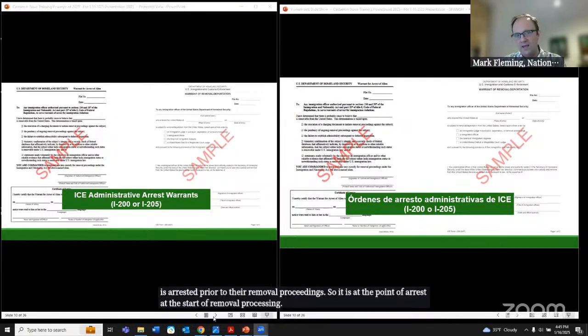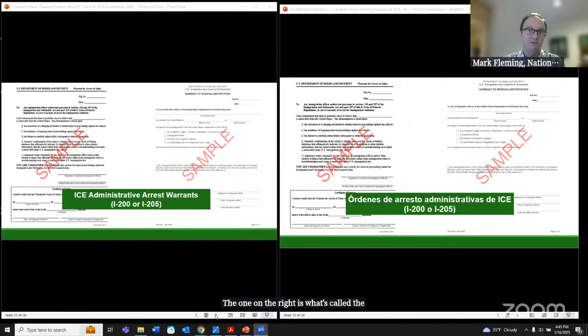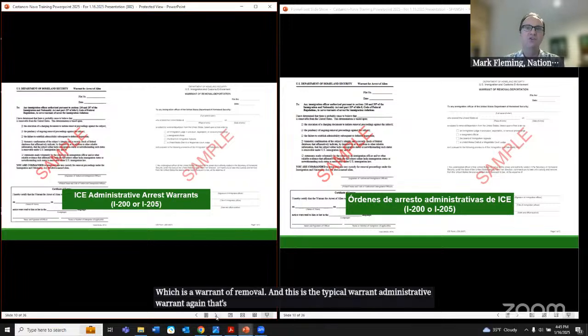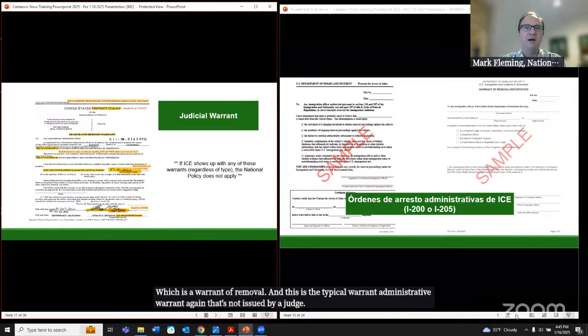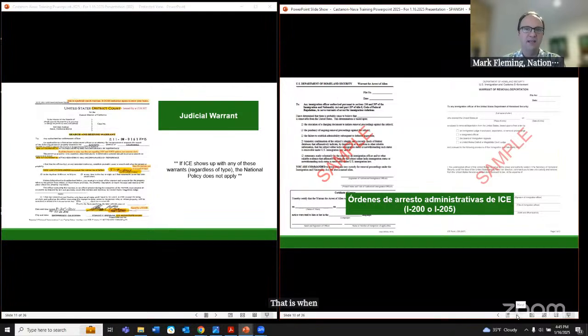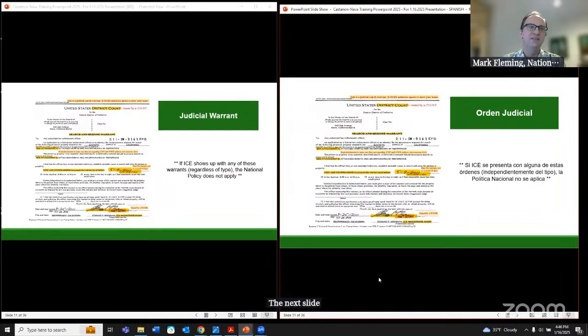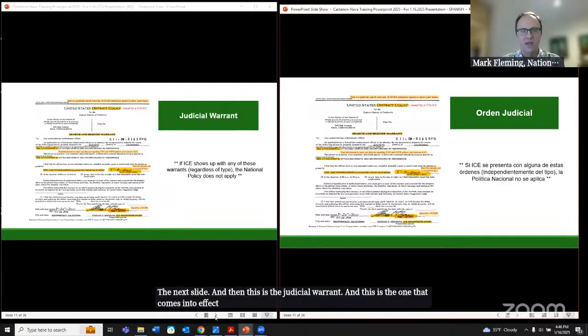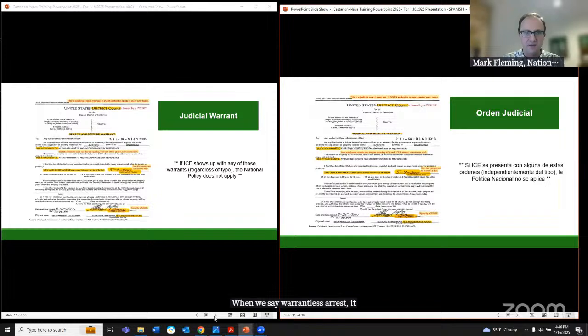The one on the right is what's called the Form I-205, which is a warrant of removal. And this is the typical administrative warrant, again, that's not issued by a judge. That is when somebody has an outstanding or prior order of removal. The next slide. And then this is the judicial warrant. And this is the one that comes into effect, particularly when ICE may have permission to enter a home. And so I just want to flag that when we're talking about this policy, when we say warrantless arrest, it means that they do not have any of these three.